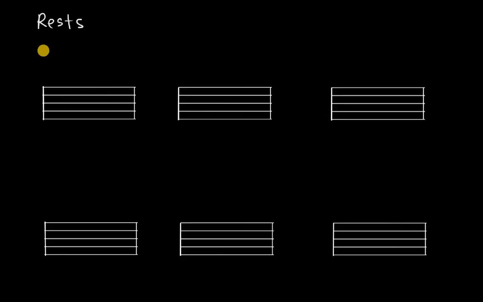The first one is a whole rest, which means you rest for a whole measure, and it is drawn below the 4th line. So if it's not drawn on the measure, it'll look like this. And maybe if I draw a picture, it'll help you remember how it looks.